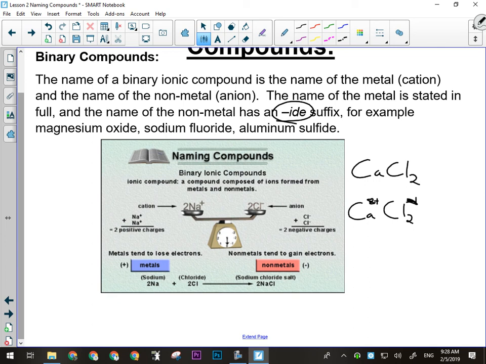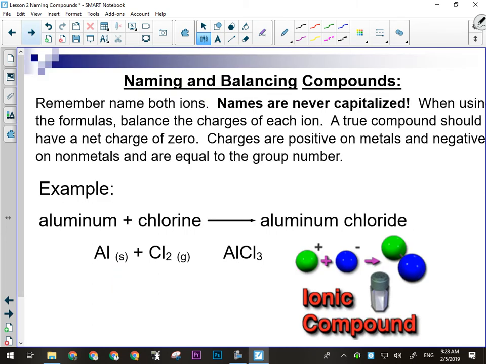So we name the metal first, non-metal second. We don't use any prefixes. We have to remember to name both ions. And the other thing, and this is the hardest thing for people, these are not proper names, so they're not capitalized unless you're starting a sentence with it. Sodium chloride is my favorite thing to put on fries. Then you would have to capitalize the sodium. But otherwise, it is not a proper name and thus should not be capitalized.